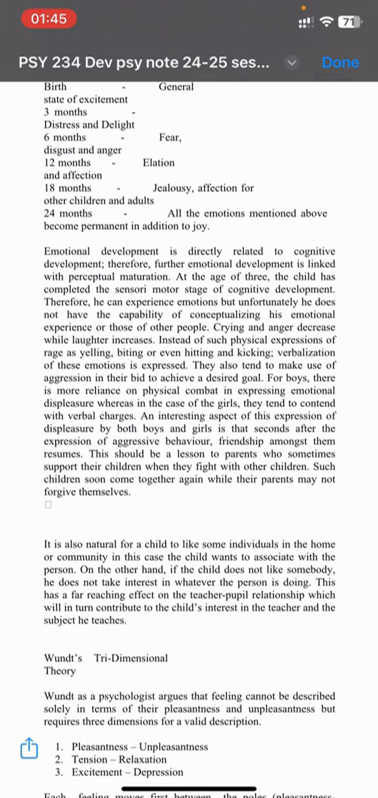An interesting aspect of this expression of displeasure by both boys and girls is that seconds after the expression of aggressive behavior, friendship amongst them resumes. I don't know if you've seen children, they can start fighting with each other. The next minute, they are friends again. So this should be a lesson to parents who sometimes support their children when they fight with other children. Such children soon come together again while their parents may not forgive themselves.